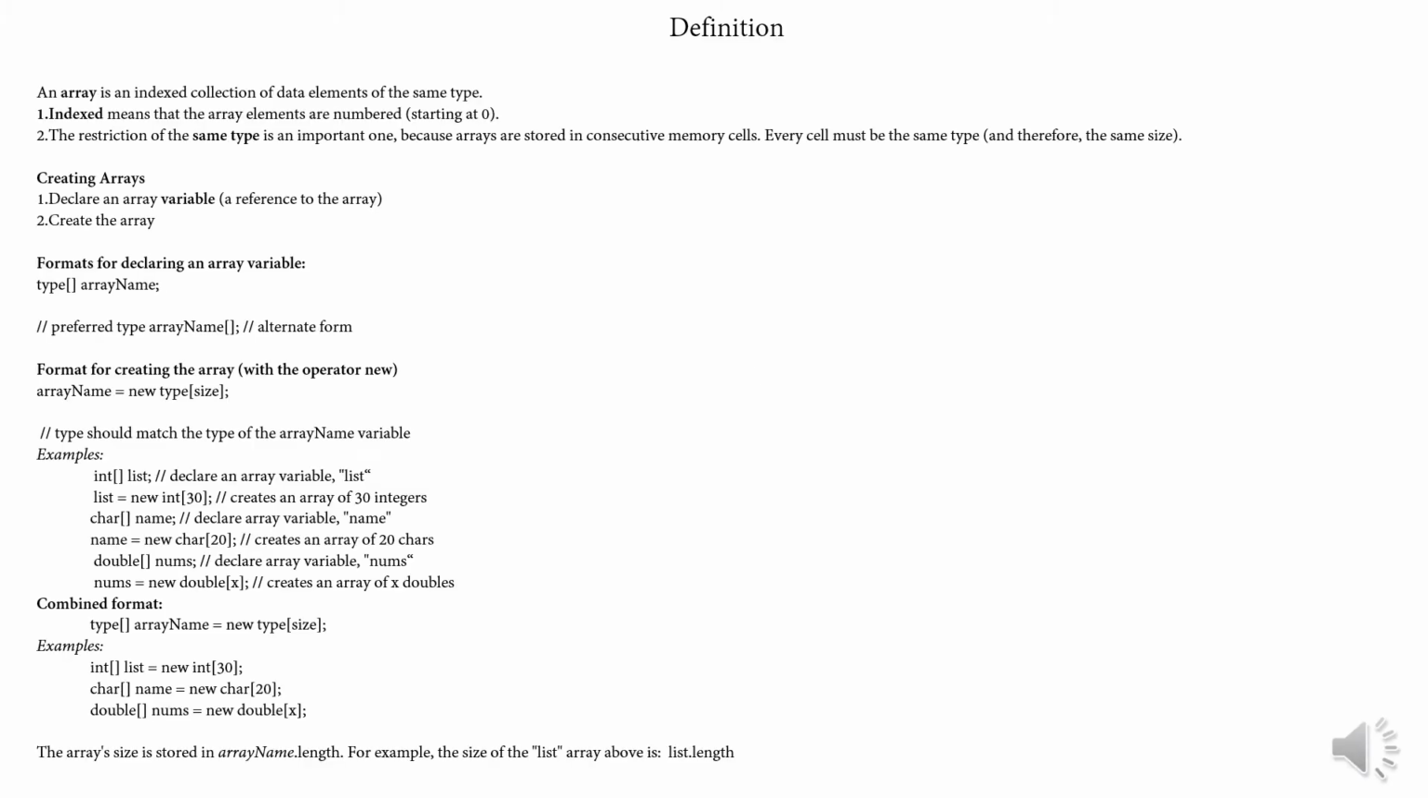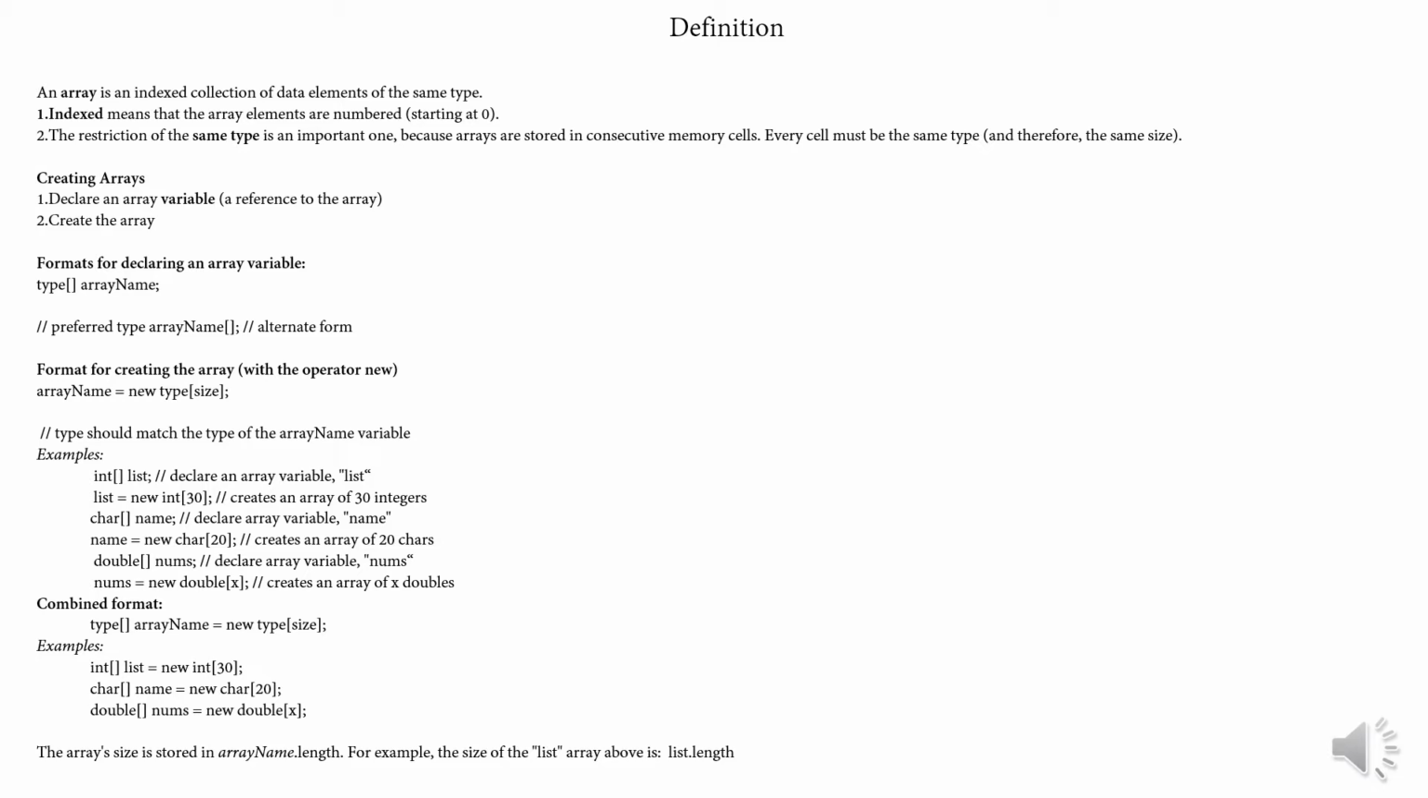Okay, so in this session, I'm going to teach you about arrays. First, let's see the definition of an array in Java. An array is an indexed collection of data elements of the same type. We say indexed, it means that each element in the array has an index, right? This index starts from 0.